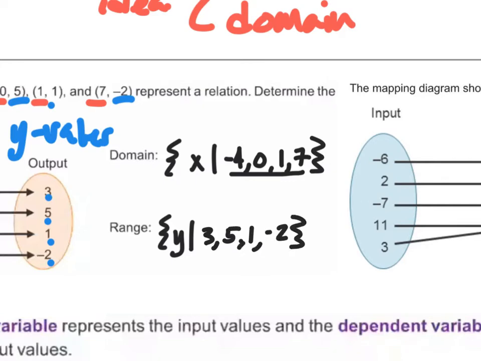And these brackets just mean a group of values, so a set of numbers. All right, let's take a look at the next one.